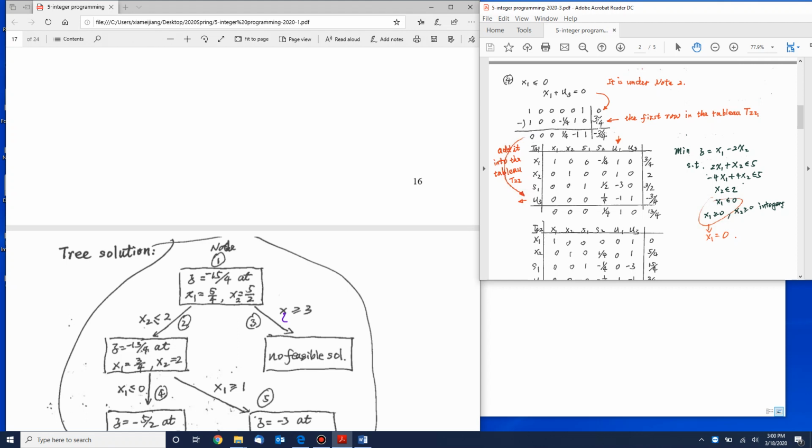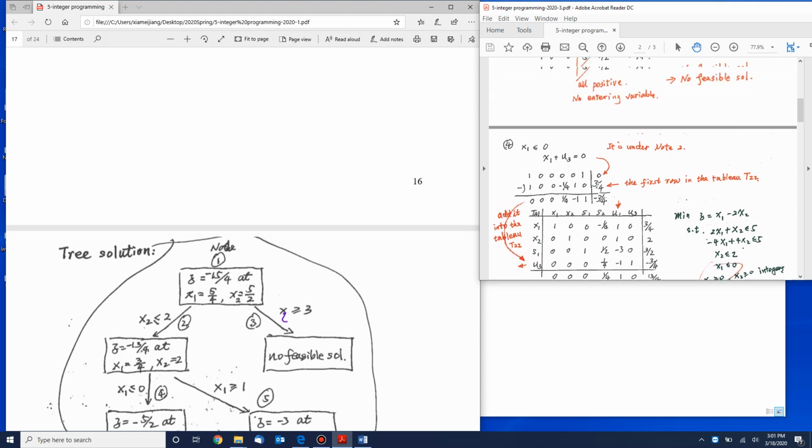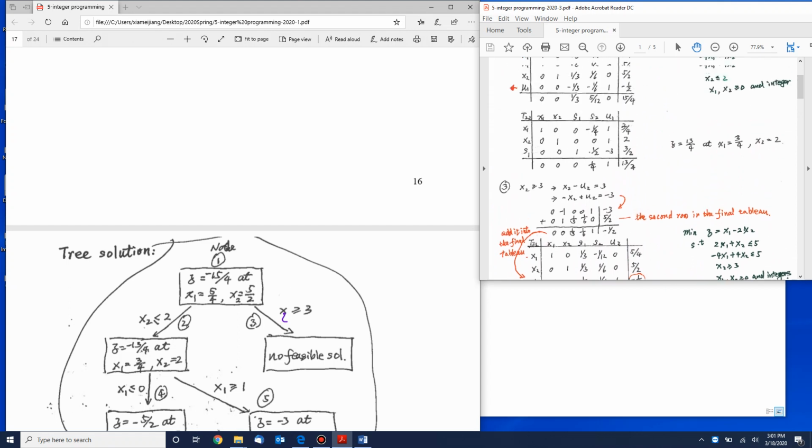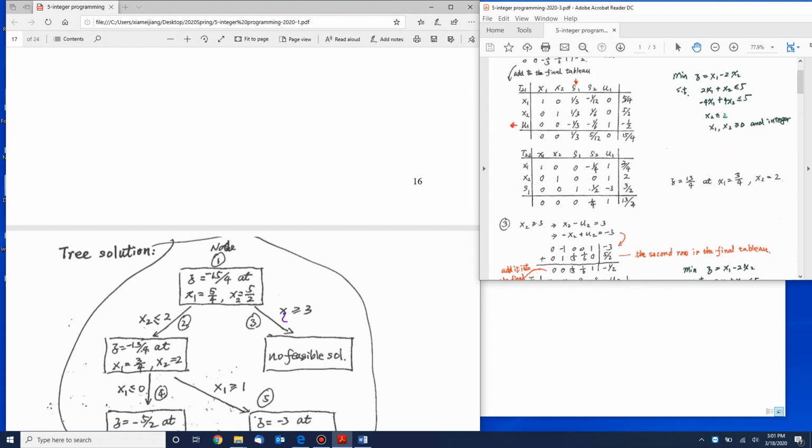Here, because x1 is a basic variable in that tableau, T22, and at each step I make a note for those tableaus. So for node 4, I have T41, T42. If you go up, you could see that I worked on this. This tableau is T21, that's T22.